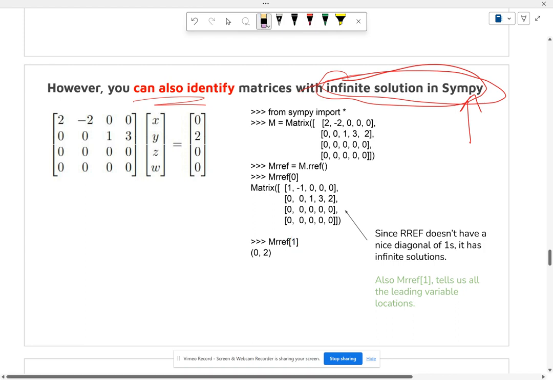The first value tells you the location of the leading variables. Since this is programming, it starts counting from 0, 1, 2, 3. So the leading variables are 0 and 2. See that? Those are the leading variables. So with SymPy, you can get the leading variables as well as the reduced row echelon form. And if the leading variables are not all of them, that tells you you have an infinite number of solutions.